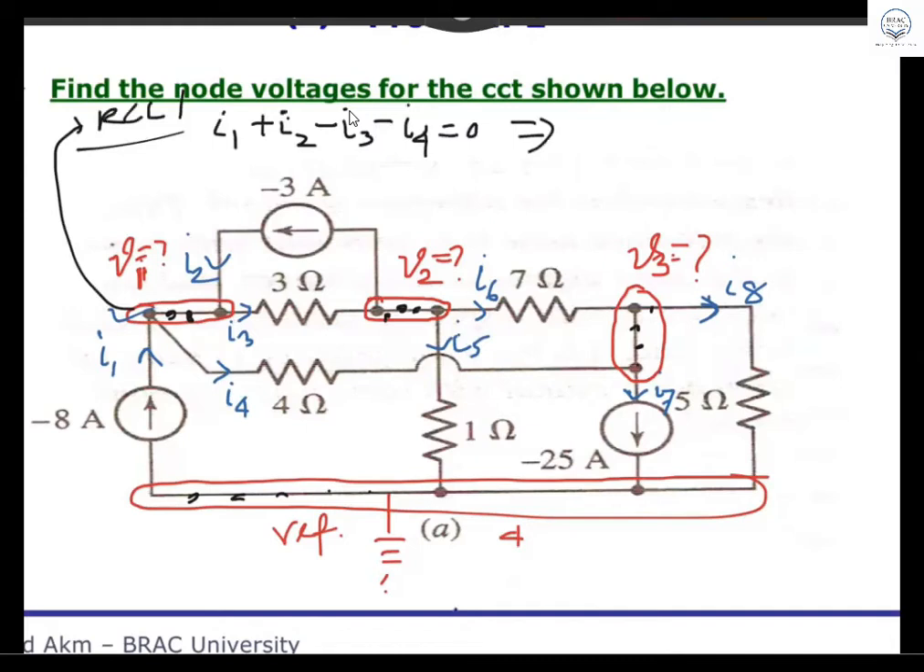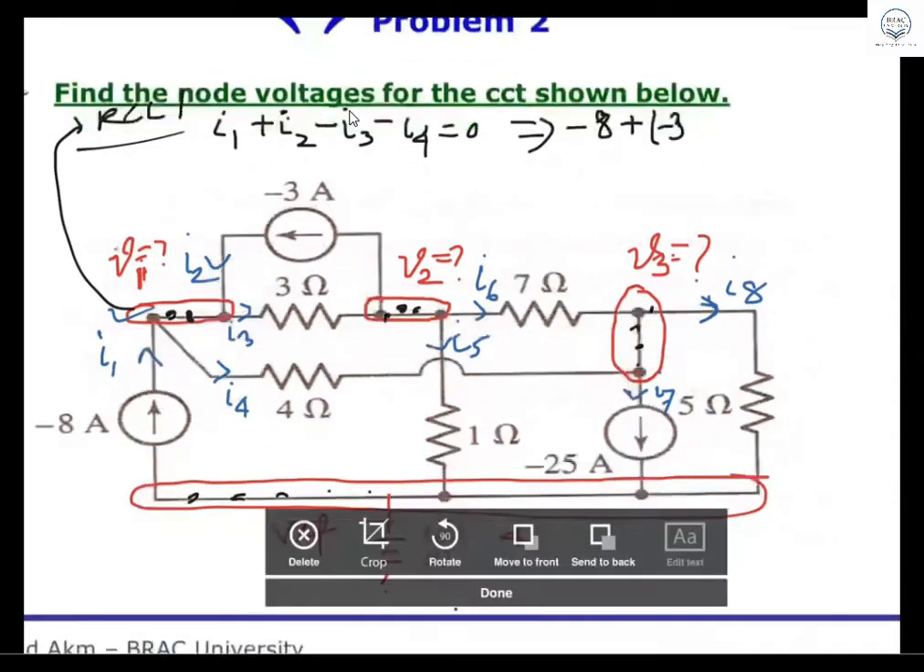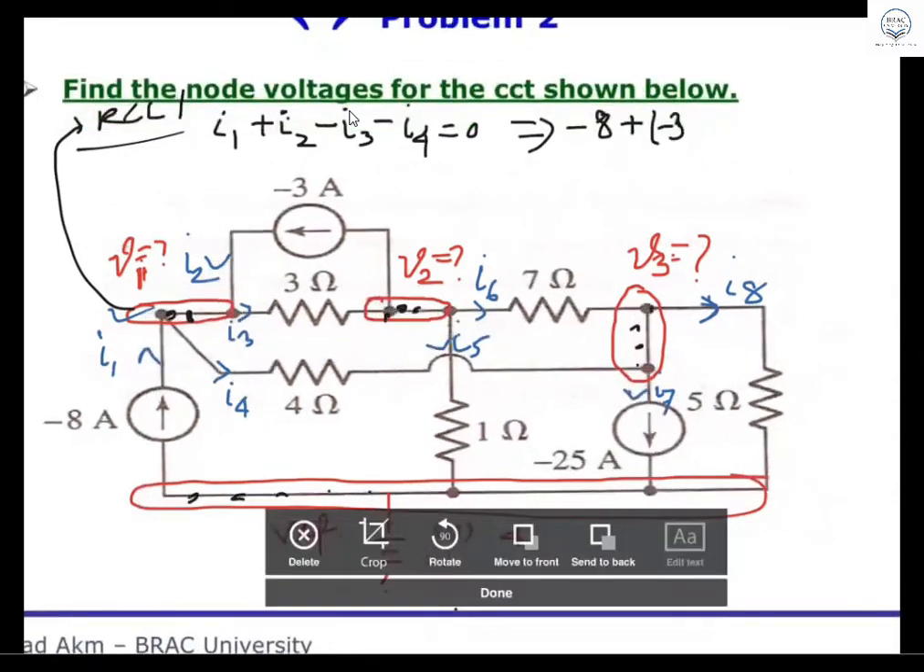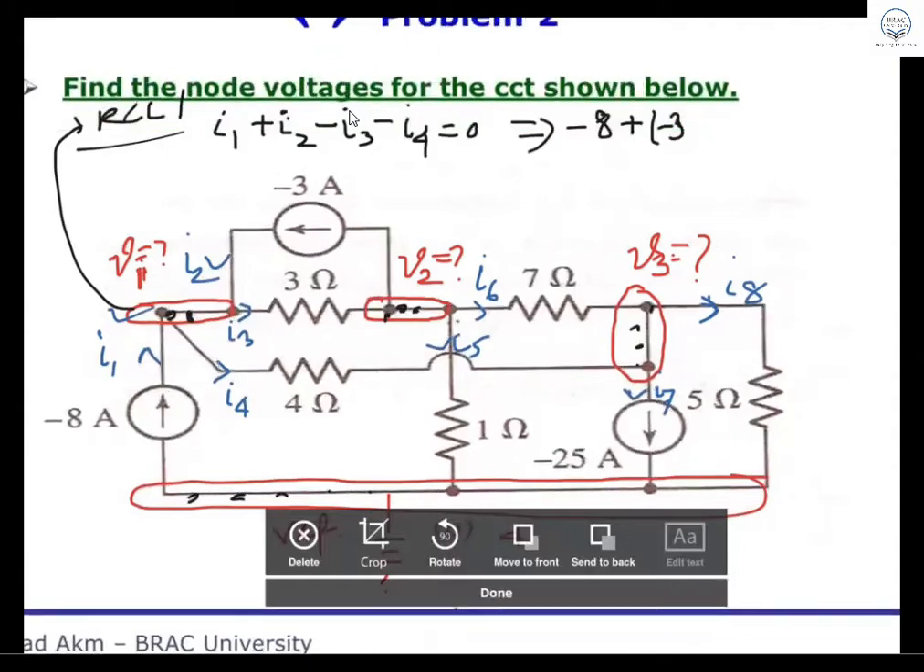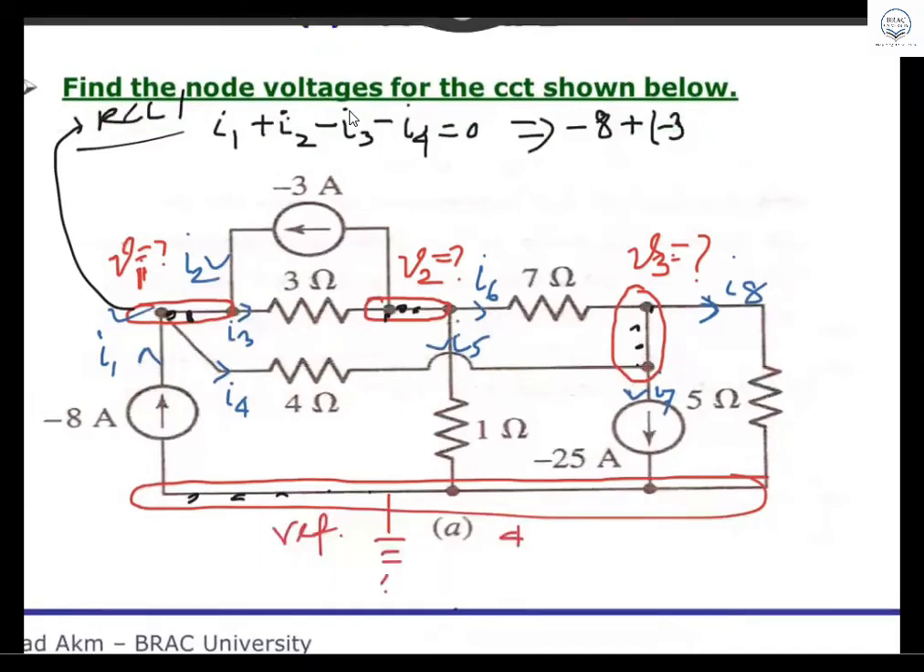Now I1 is what? I1 is straight away minus 8. If you cannot get me, tell me. And I2 is what? I2 is plus, it is minus 3. If you cannot get my point, please tell me. The way I'm telling, maybe I can explain it more clearly. Okay, this is minus 3. And then what is the next one? Minus I3. I3 is what? I3 will be the current flowing through the 3 ohm resistor.